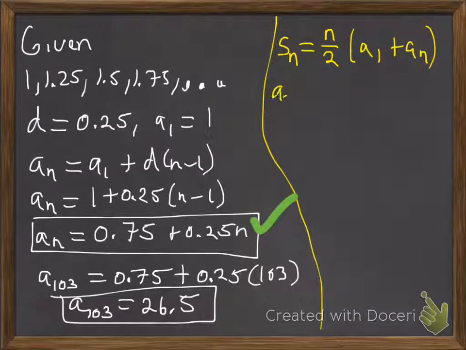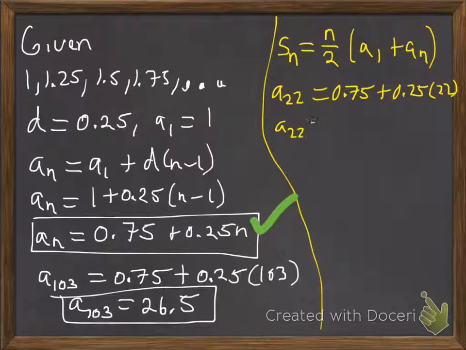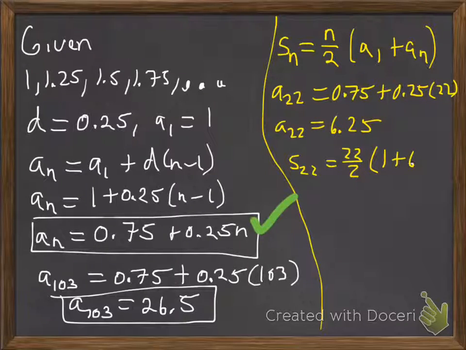We know what the first term is. So that's what we're going to go get. We're going to get A22, and that'll be 0.75 plus 0.25 times 22. Okay, so A22 is 6.25. So plugging that into our formula, S22 is 22 over 2. Then we have 1 plus $6.25.